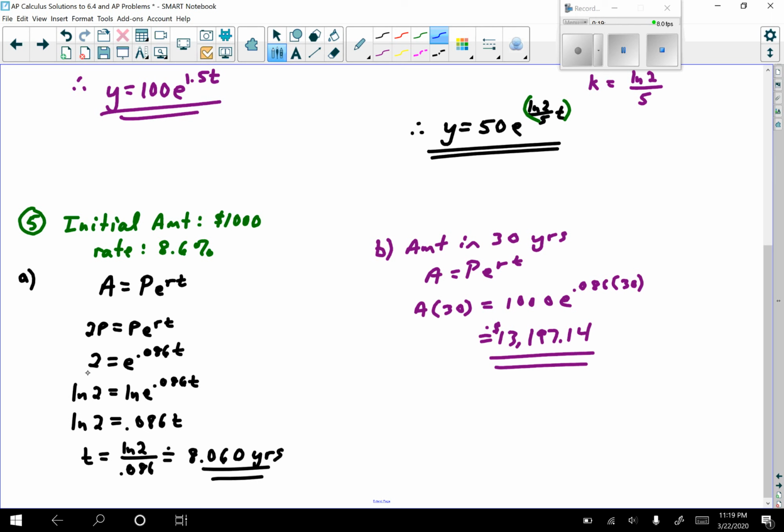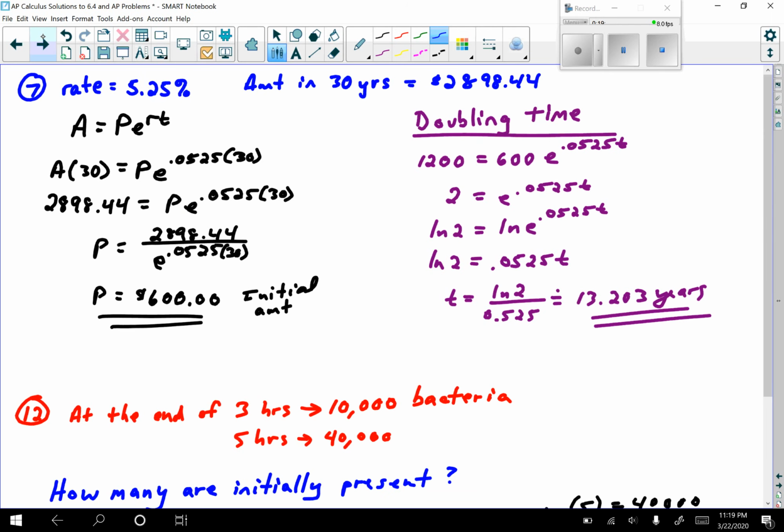So no matter what amount we had initially, the doubling amount will always simplify to just 2 equals e to this 0.086. That's what our rate was, times t. Again, take the natural log of each side. Exact answer is natural log of 2 over this 0.086, or approximately 8.060 years. For part B, we just needed the amount in 30 years. So I go back to this problem. Since we know our rate and the initial amount here is 1,000, we could just say a of 30 is equal to 1,000 e to the 0.086 times 30, a straightforward calculation, getting the 13,197.14.